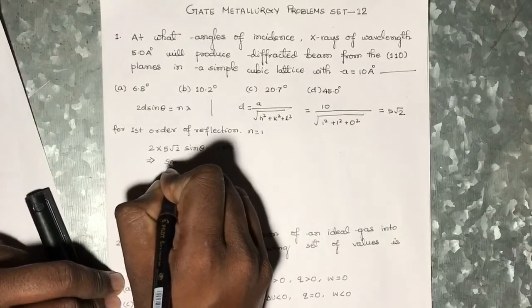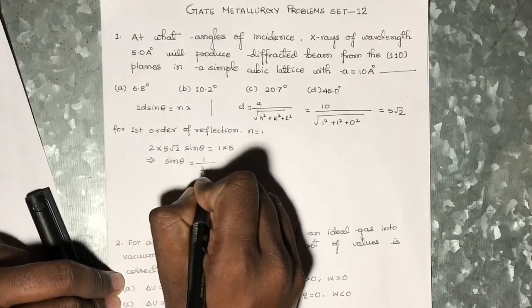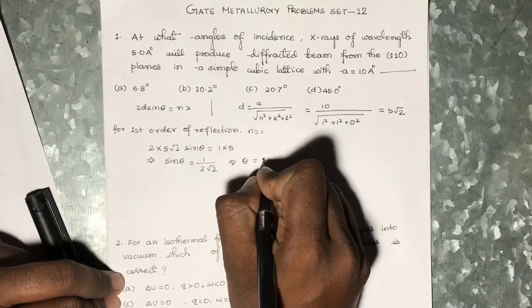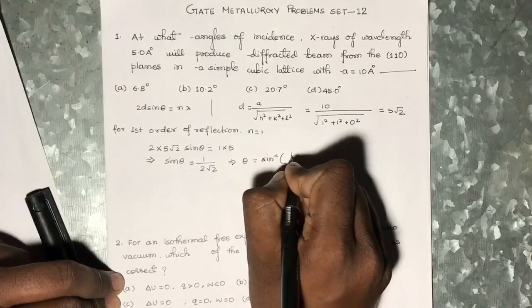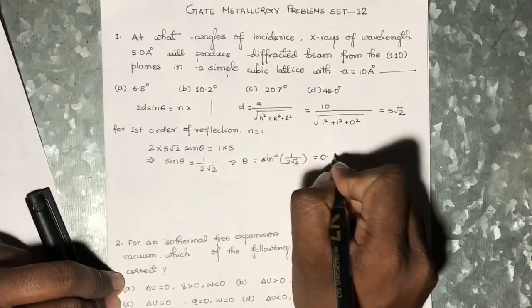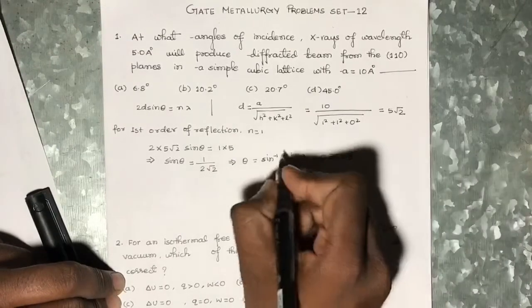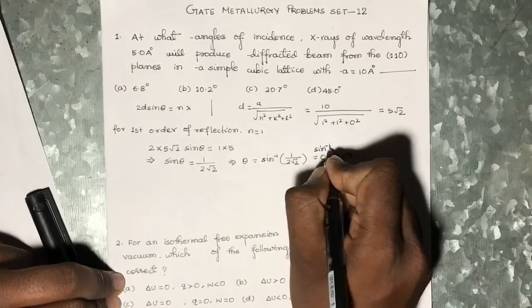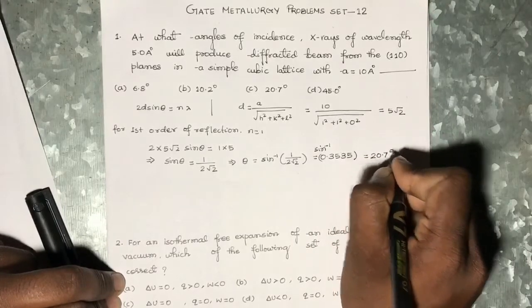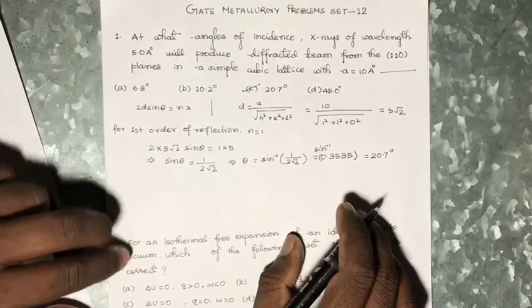So just solve that, and the value of sine theta will be equal to 1 upon 2 root 2, and if you find the value of theta, that is sine inverse 1 by 2 root 2, and this value will be equal to 0.3535, that is sine inverse 0.3535, and this value will be equal to 20.7 degree. So for the first order of reflection, the value is 20.7 degree, so option C is correct.